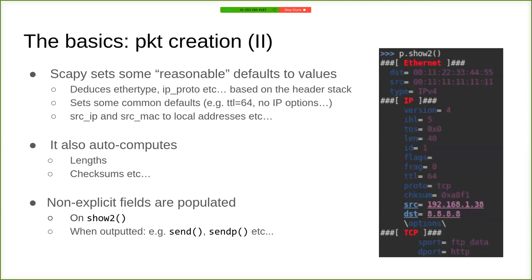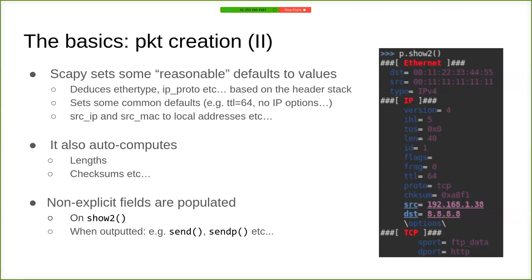So with regards to the packet creation, as you have seen in the example before, I didn't really specify all of the fields of all of the layers in the packet. This is because Scapy by default will put some reasonable values into the different protocol headers. In particular, if you have a stack of protocols, it will automatically put things like the Ether type or the IP protocol, which already signals what is the next protocol that comes in the stack. It would also add some common defaults, like a valid and quite common TTL, which is 64.